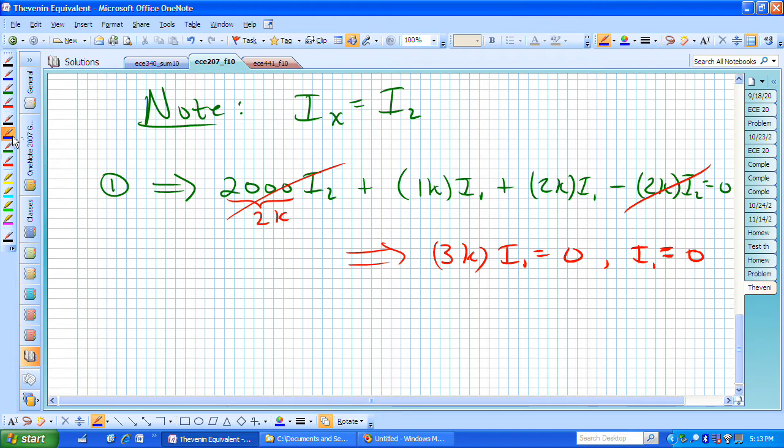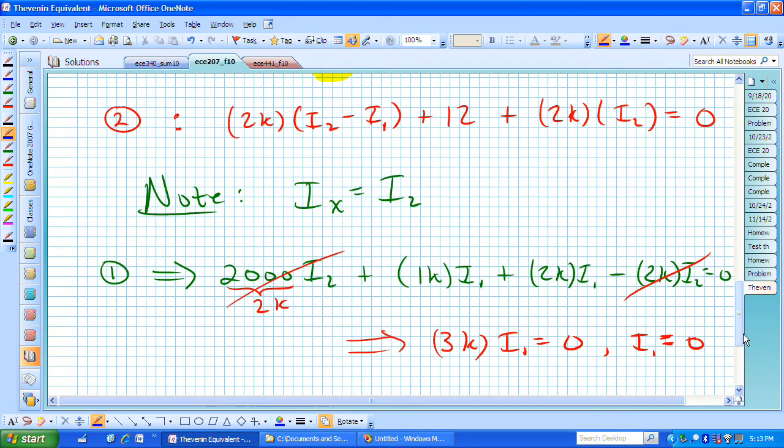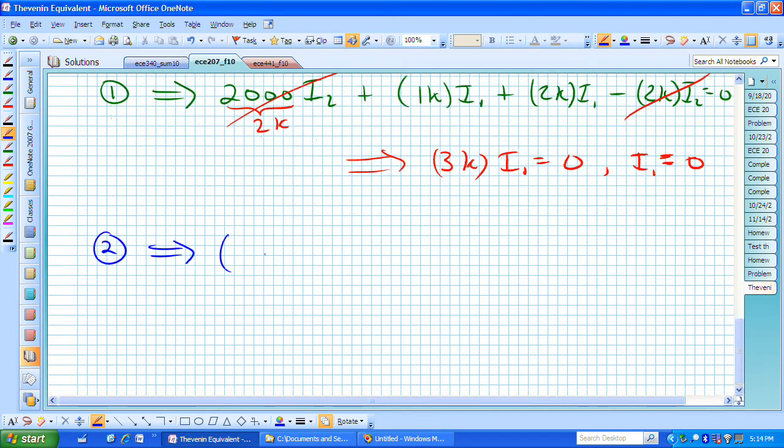If we now look at what equation 2 gave us, again we were trying to find I2 because we need I2 to find V open circuit. From the equation that results from mesh 2, and if we now use I1 is equal to 0, we now have 2K I2 minus 2K I1 plus 12 plus 2K I2 is equal to 0.